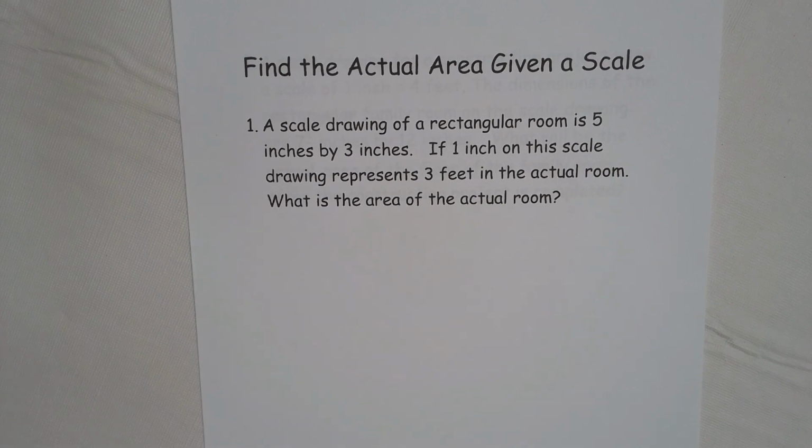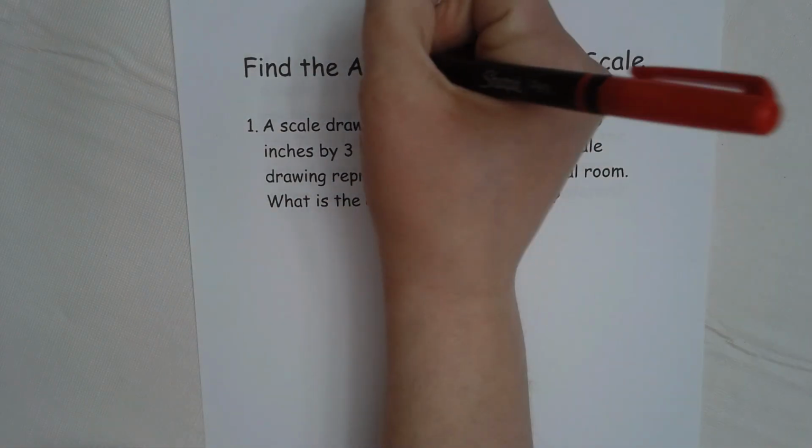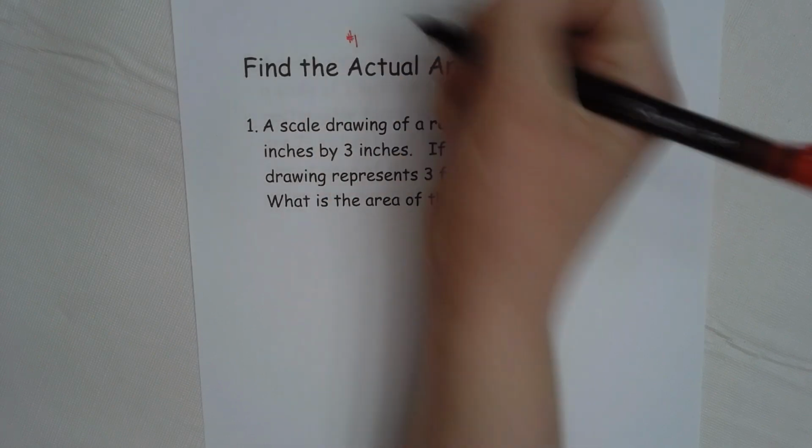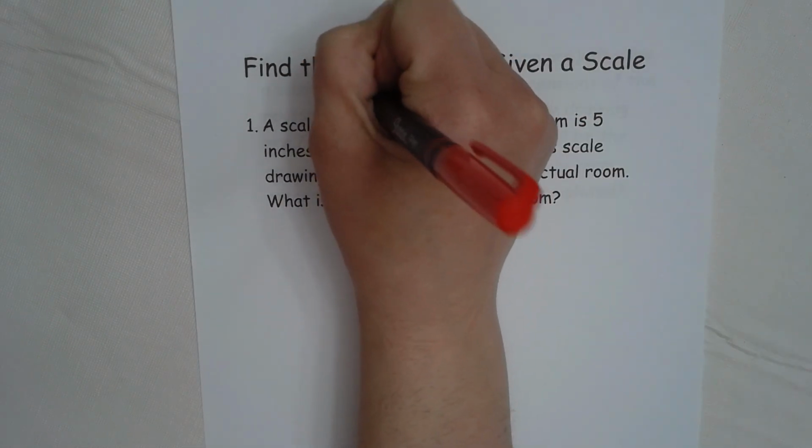Today we are going to continue learning about scale drawings, and we are going to find the actual area given a scale. So what that basically means is just what it says. You have to find the actual area. And the title of this actually gives you a little bit of a hint about what you need to do. So the first thing you need to do is find the actual measurements.